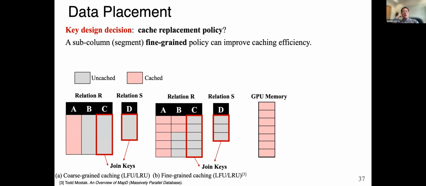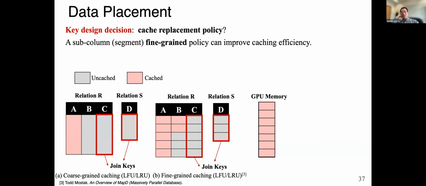Alternatively, you can also do fine-grained caching. In this case, we slice the table R into different row groups. Each block here, a row group for a particular column, we call a segment. And you can cache multiple segments. You can cache the entire column A, and you say, I still have some space, so let me cache two segments in column B. That's the fine-grained caching that prior work has proposed. But one thing we observed is that prior work mainly uses conventional caching algorithms like LRU or LFU.